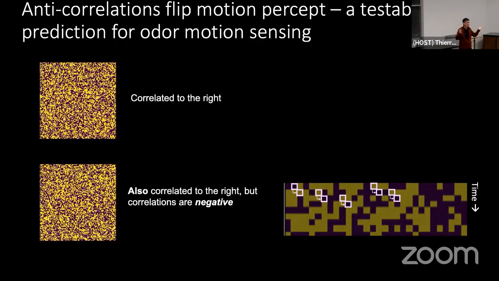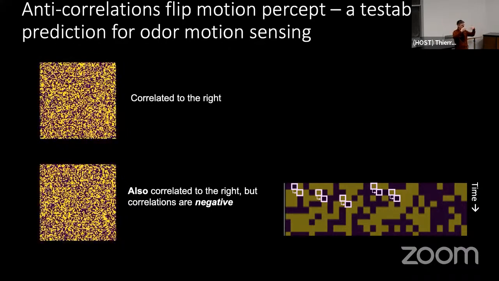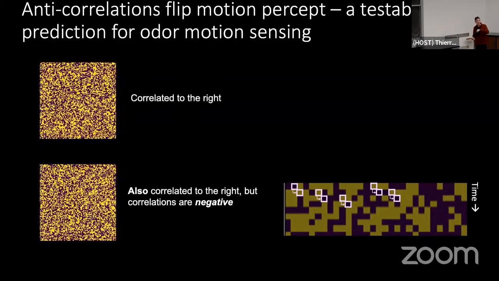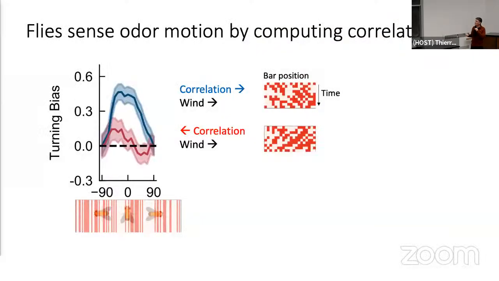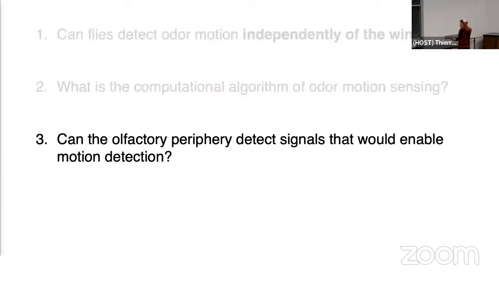And it's an illusion. But that illusion is revealing to us that your visual system is computing motion using this type of correlation. So we could use the same illusion on the fly. If you do that, you find that everything is reversed on the fly. So this really demonstrates that the fly responds to odor motion illusion using this correlation-based type of algorithm. Okay. Now, can the olfactory system periphery detect this signal that would enable this motion?